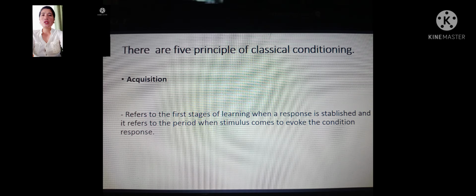So there are 5 principles of classical conditioning. The first one is acquisition. Acquisition refers to the first stage of learning when a response is established, and it refers to the period when a stimulus comes to evoke the conditioned response.